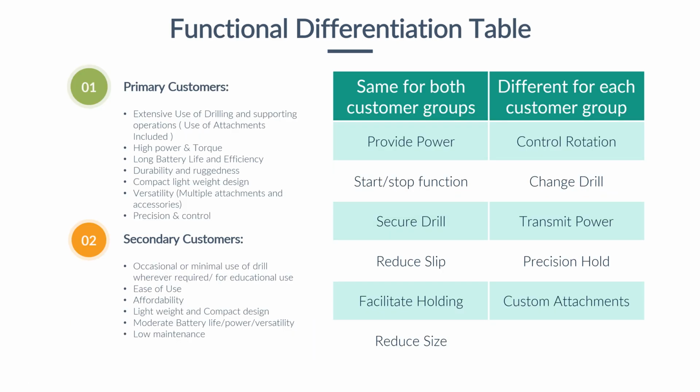Functions were further analyzed to identify which ones differ when creating a variety of product offerings. The reasoning for these differentiators was determined from looking at needs for primary customers and secondary customers. The functional differentiation table is attached in the slide and illustrates these differences.